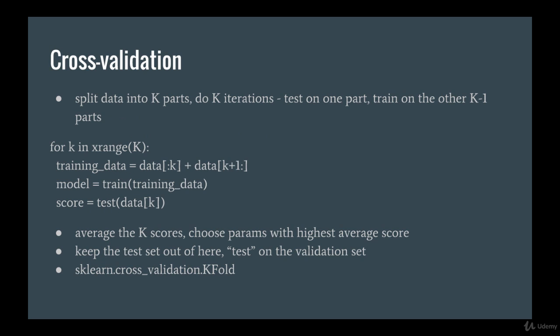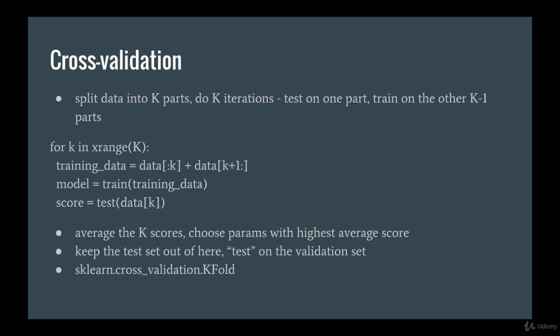So what are some approaches to choosing these parameters? You've heard me talk about cross-validation a lot. This is when you split your data up into k parts and you do k iterations where you test on one part and train on the other k-1 parts. In code, it might look something like this. In the end, you average the scores and you pick the hyperparameter settings that gave you the highest score.